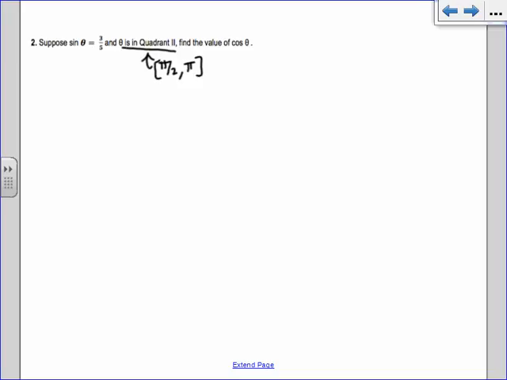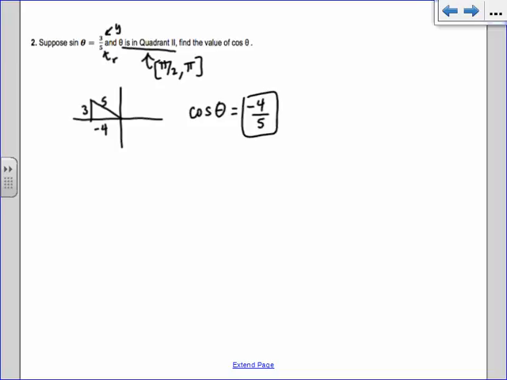Okay, so when we sketch this out, we know that this is the y value over the r value. So I have 3 and I have 5. And if you try to find this, well, it's the same as what we just did. It's a -4. So when we talk about the cosine of theta, it is -4 over 5. So exactly the same process, just worded a little bit differently.